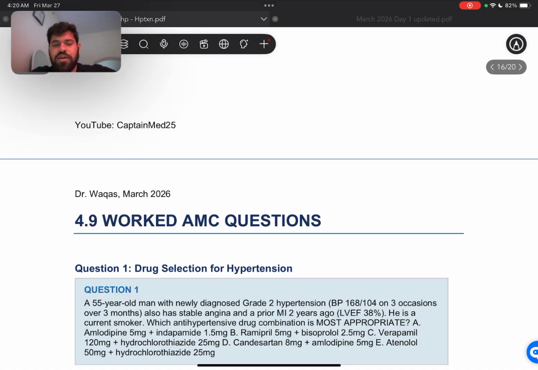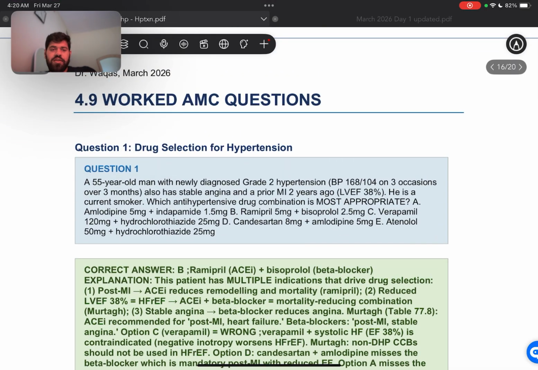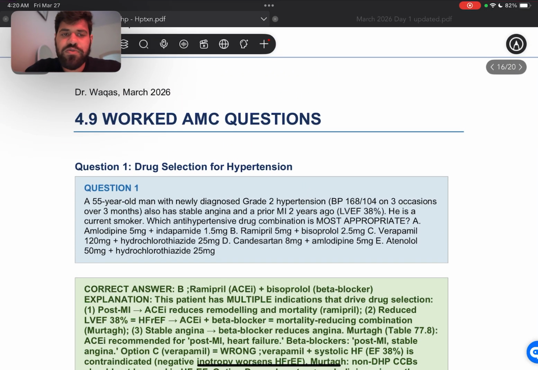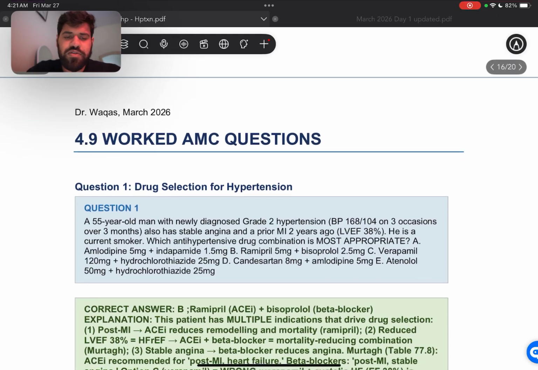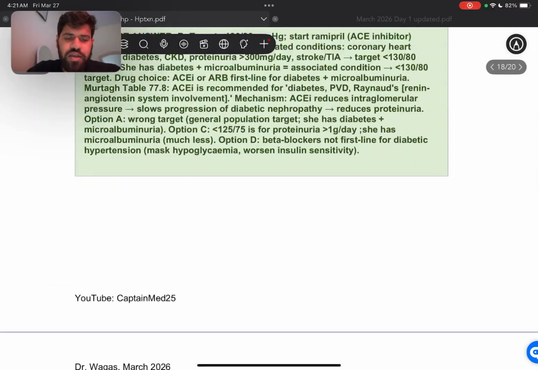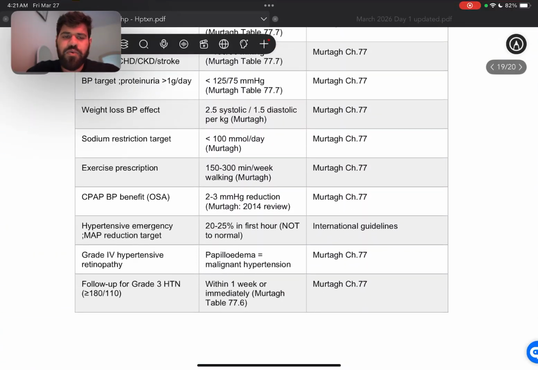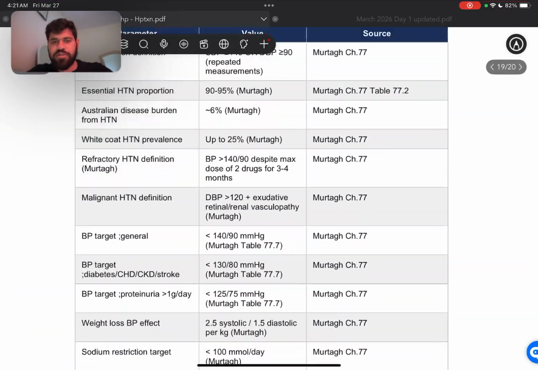All right, now coming up to our last section, worked AMC MCQs. You guys can go through it and give them a thorough read, try to guess them, and see how many you get correct. If not, then just go back to the section and redo the section, and hopefully you understand it. All right, so this was the last chapter for our cardiology block.